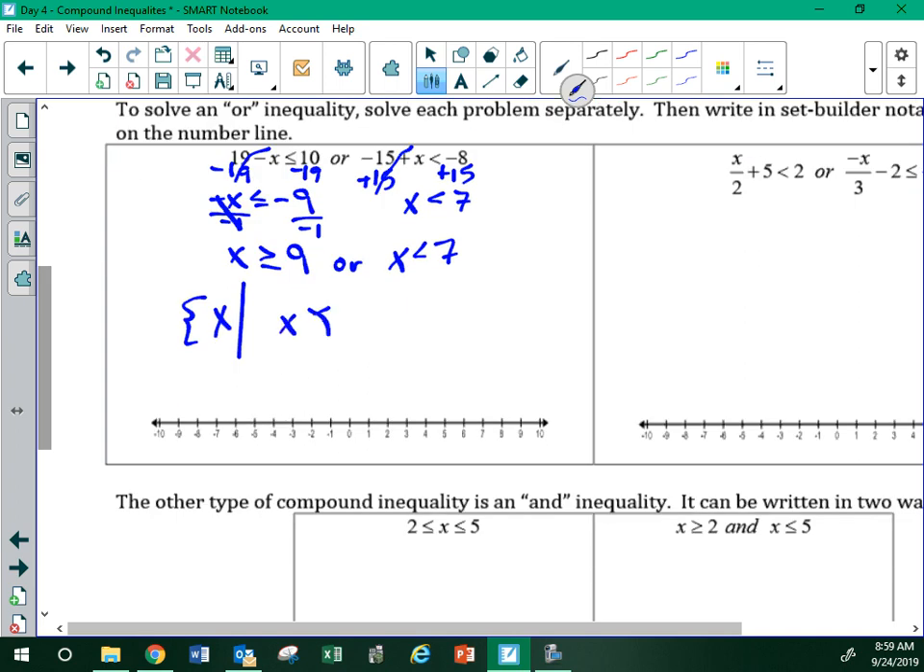X is greater than or equal to 9, or x is less than 7. Now, it's usually best if we write it where we have the smaller number first. It doesn't really make too much of a difference, but normally it would be better to write this since my 7 is the smaller one. I would probably write that one first. On a test or quiz, either way is okay with me.